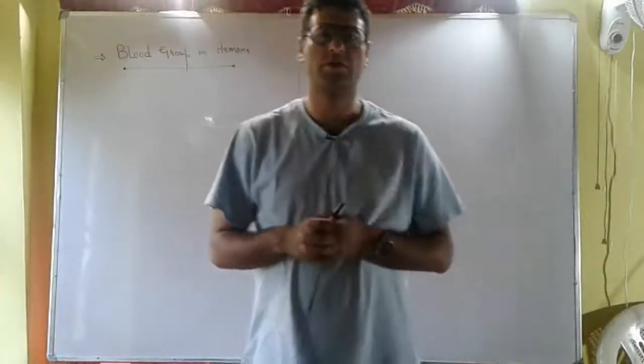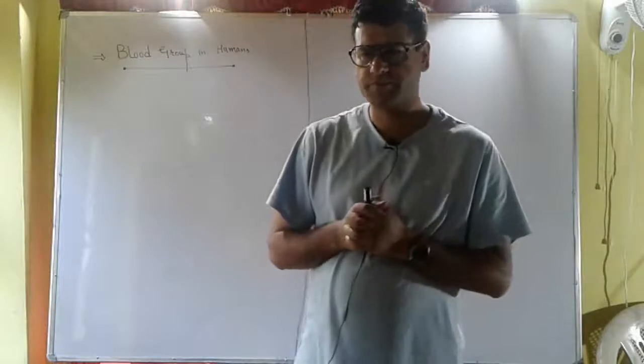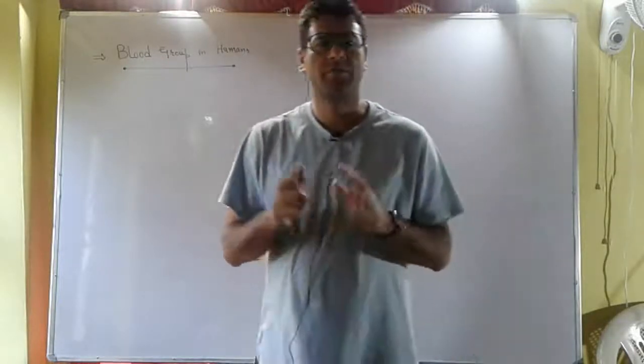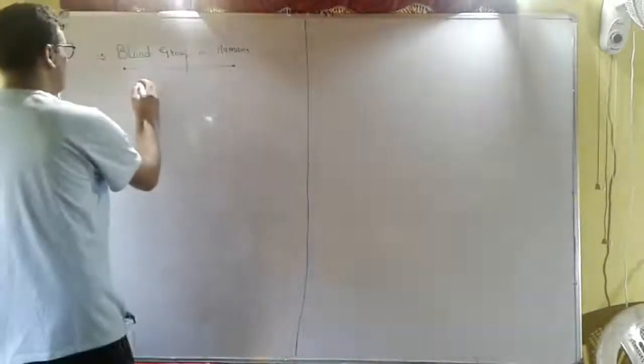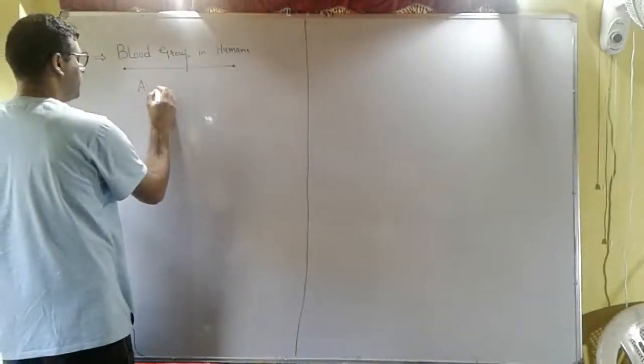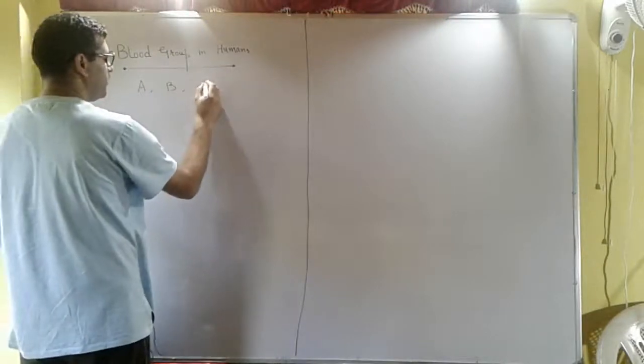Today we'll talk about the blood groups in humans. In humans, there are four blood groups: A, B, AB, and O.